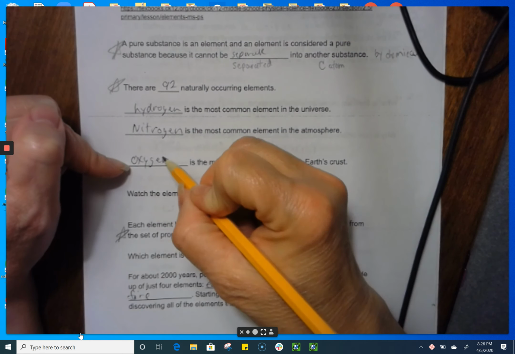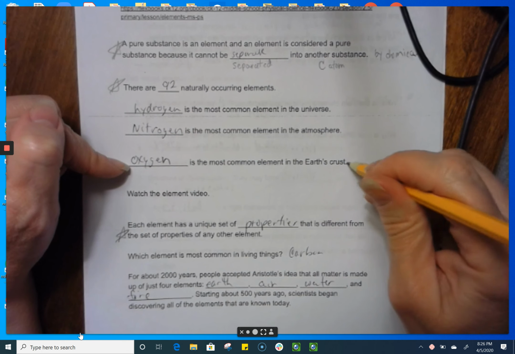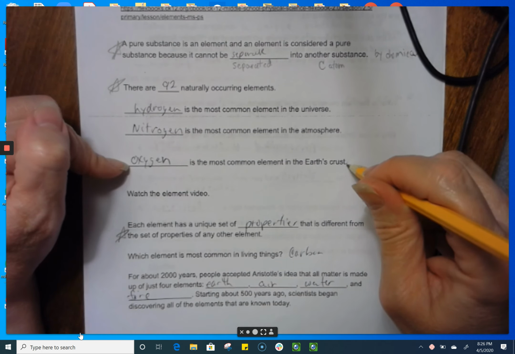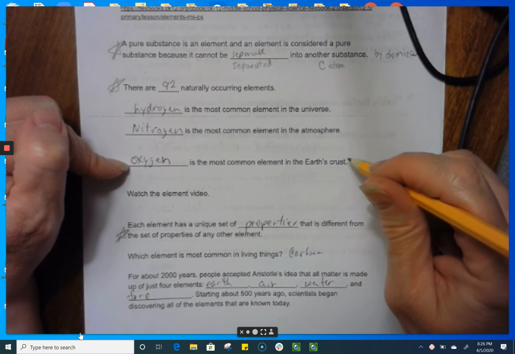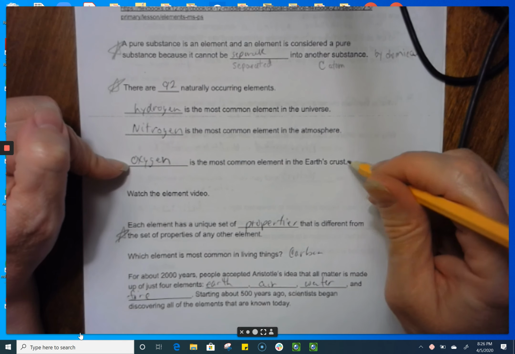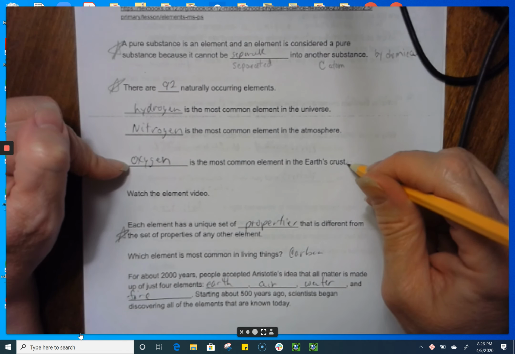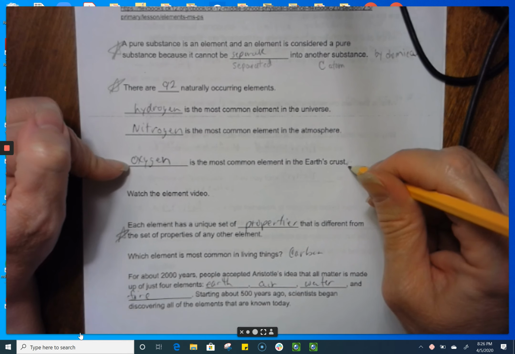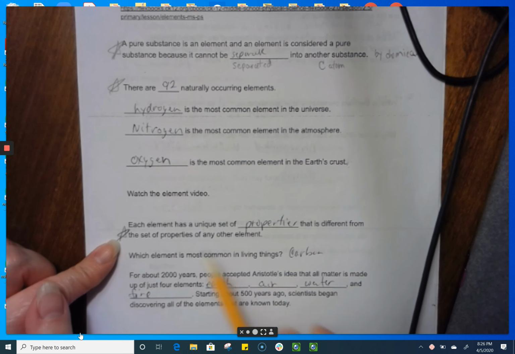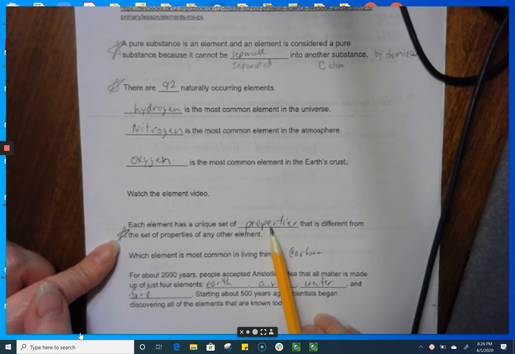However, oxygen is the most common element in the Earth's crust because if you remember from before, I told you that sand, chemical formula silicon dioxide, has a lot of oxygen, and it's chemically combined. It's not an O2 molecule in the gaseous form. It will combine with other elements to form different types of rocks and minerals. This here is on the test also. Each element has a unique set of properties that is different from the set of properties of any other element.